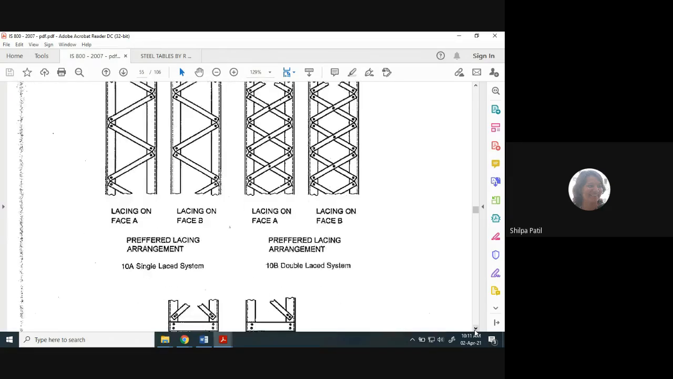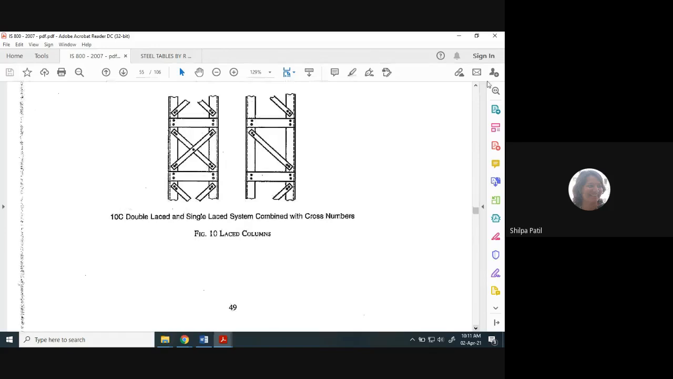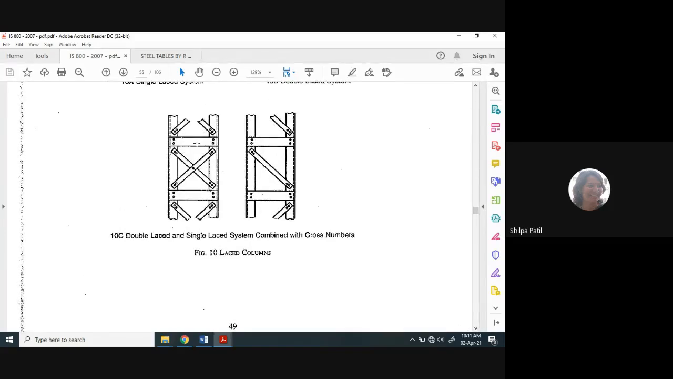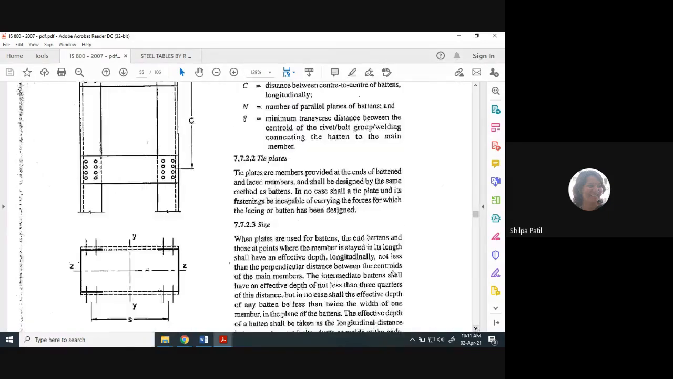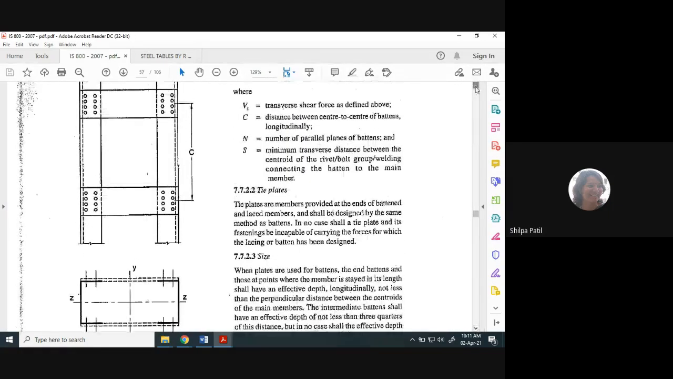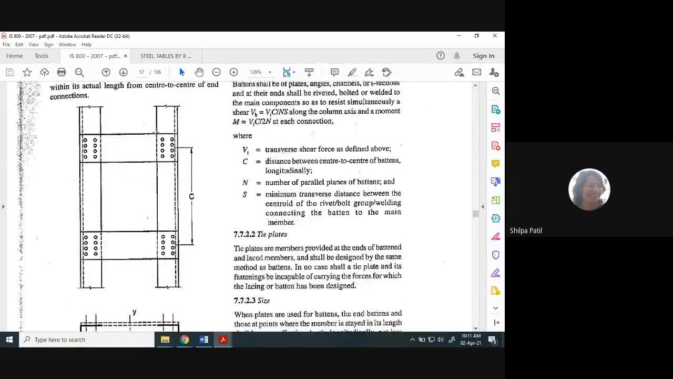Second system is called the battening system, in which the horizontal plates are connected here. So these are the flats, whereas these horizontal members are nothing but the plates. Now this example is actually giving a combination of cross members and horizontal members. So it is double laced along with the batten plates. And if I want to show you only the battening connection, it is here. Okay, so in case of battening system, only the horizontal plates are provided like this.